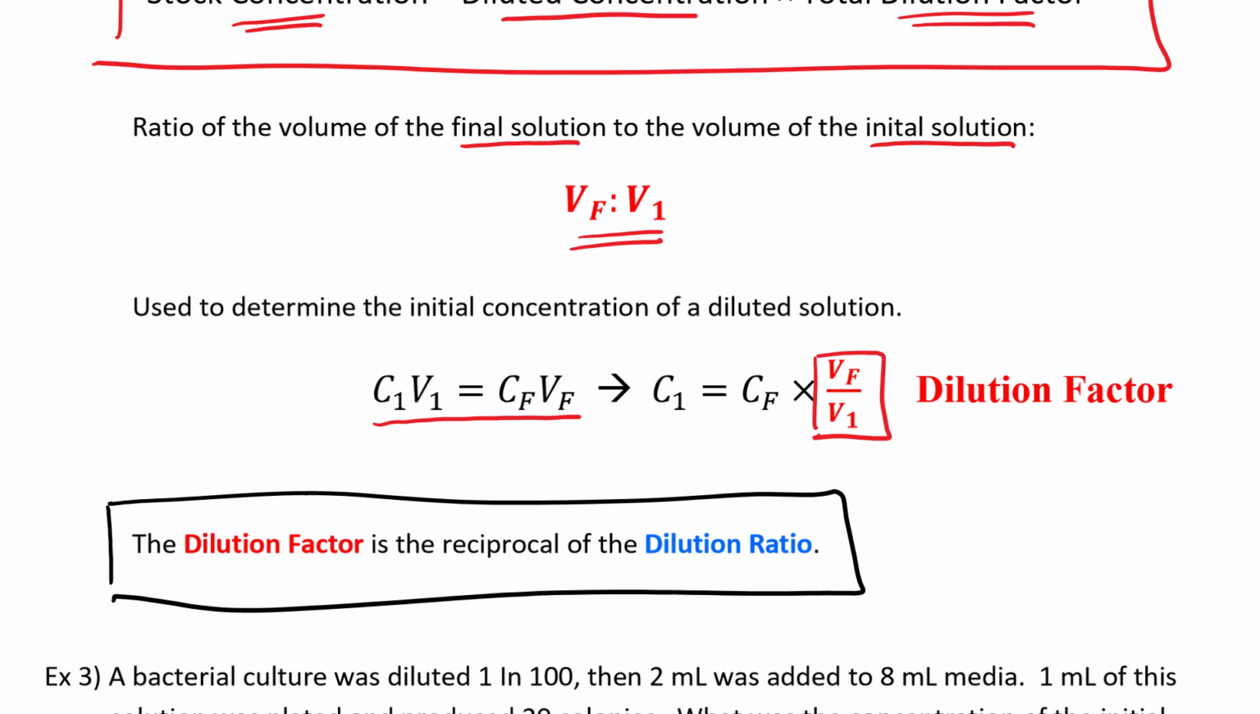Again, your dilution factor is the reciprocal of your dilution ratio. The reason why we want to use a dilution factor is to calculate what the initial stock concentration is if we dilute down our solution and count it there. In a cell biology lab, you're going to be doing this all the time.